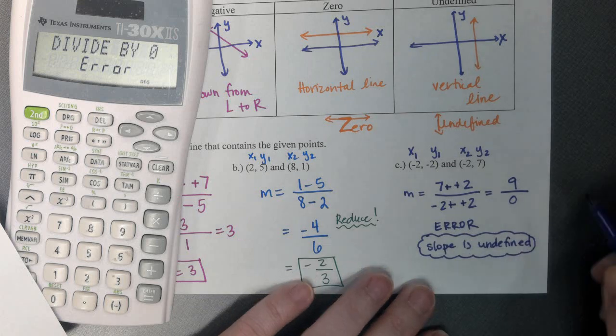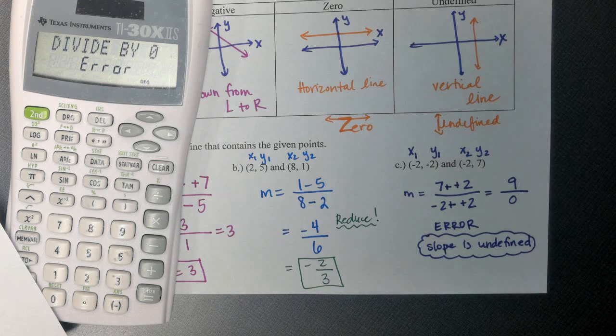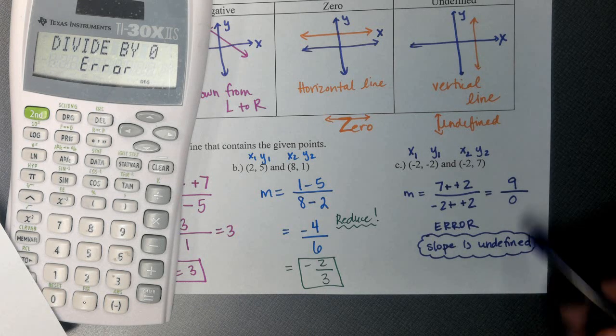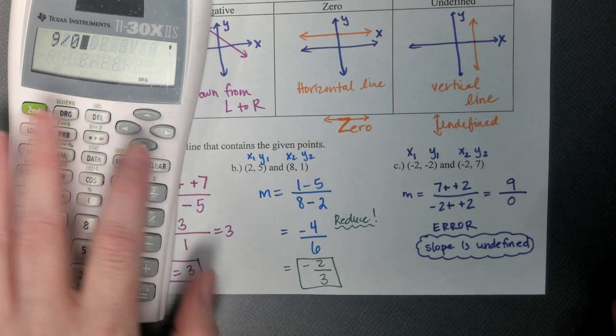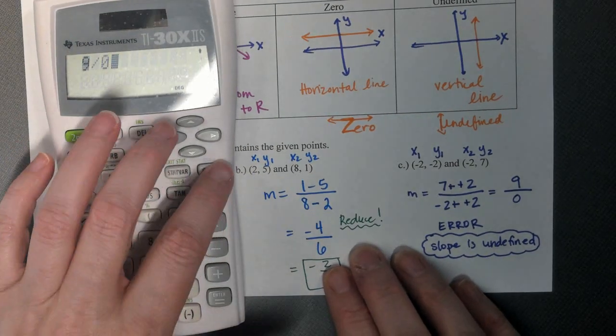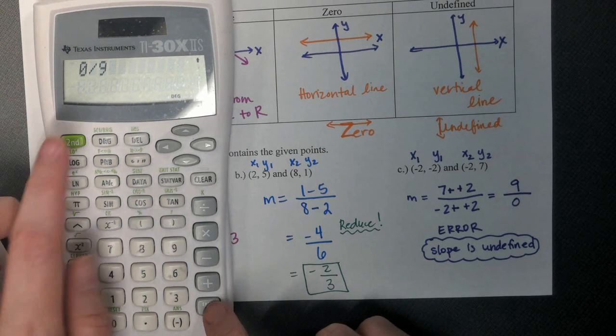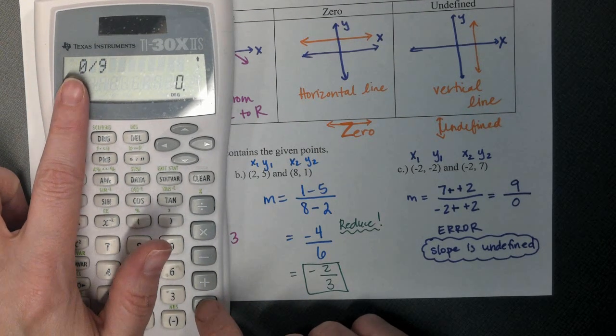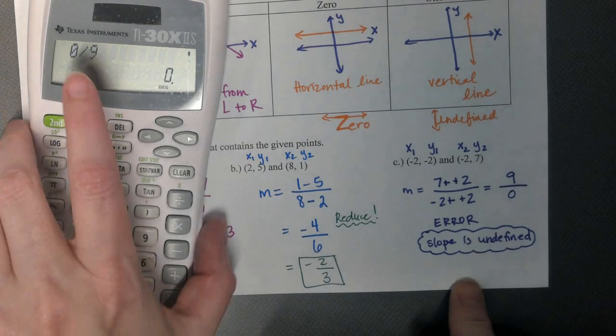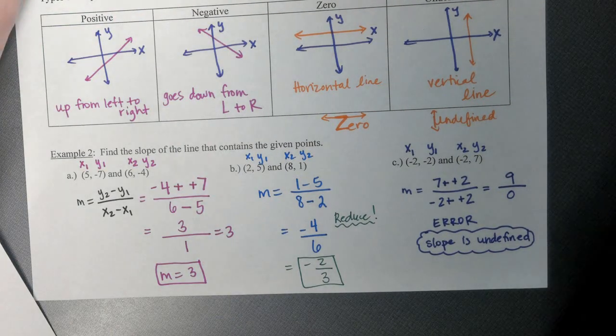Okay, so when 0 is on the bottom, your slope is undefined. Okay, if 0 was on the top, that would be a different story. So you can have nothing and divide it by 9, right? I can give everybody nothing, that's fine. But if 0's on the bottom, that's when it is undefined.